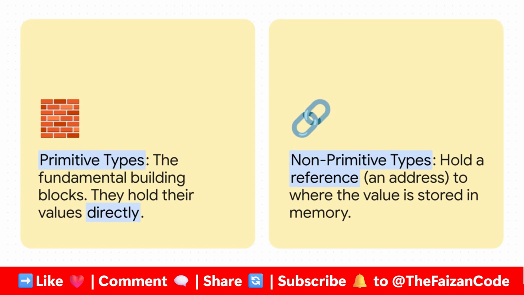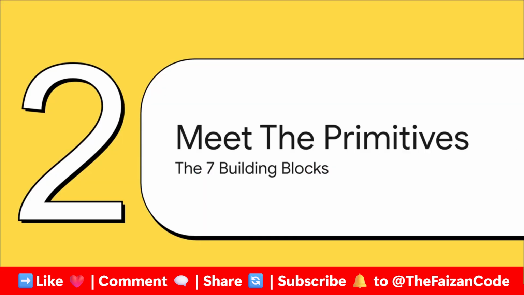Now, the key difference, and this is super important, is how they store information. Primitives hold their value directly. Think of a box literally holding the number 10. Non-primitives, though, they hold a reference, kind of like an address that points to where the real data is being stored.